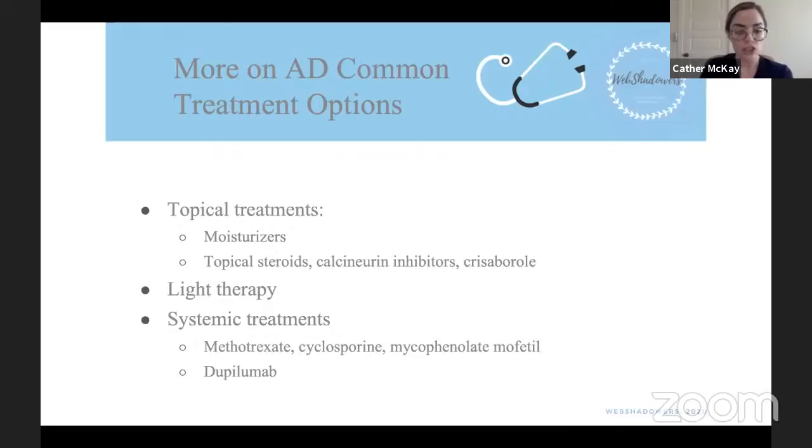Systemic treatments, so oral treatments, methotrexate, cyclosporin, mycophenolate mofetil are pretty commonly used. They're more general, technically immunosuppressants. So there's a lot of lab monitoring involved and follow-up. And then most recently, dupilumab, which is Dupixent, has come out, and that targets the receptor for IL-4 and IL-13, and it works wonders for a lot of patients with eczema. Medicine is moving towards more targeted treatments in a lot of different fields, and dermatology is definitely one of them. It's an injectable medicine, and it's approved now down to the age of 6.